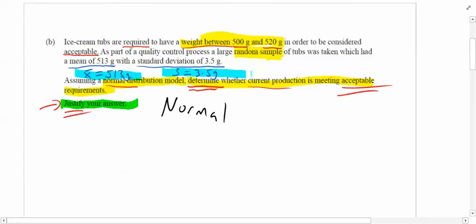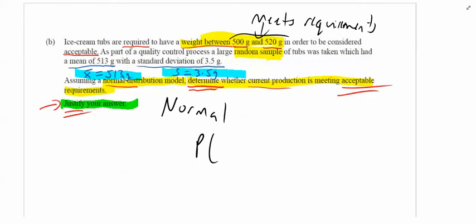So based on that, how likely would it be to get an ice cream container that breaches these requirements? So that's outside of the 500 grams, 520 grams. So where should we start? Well, the easiest place to start is to work out the probability of getting an ice cream container that meets requirements. And how do we do that?